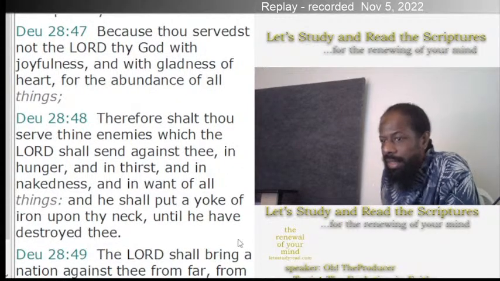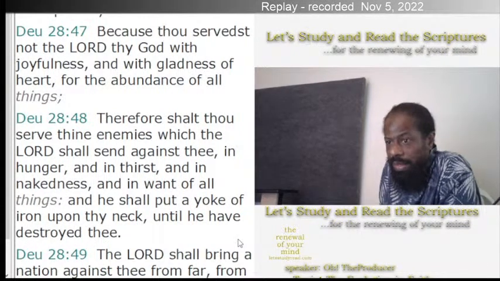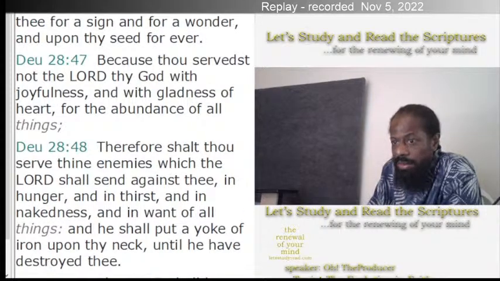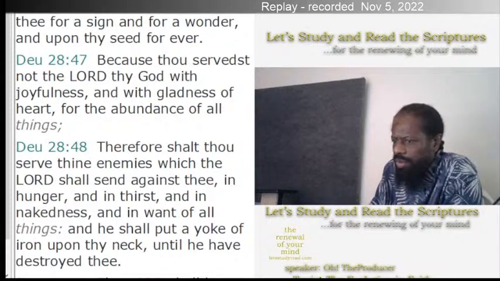Let's start at 47. It says, because thou servest not the Lord thy God with joyfulness and with gladness of heart for the abundance of all things, therefore thou shalt serve thine enemies, which the Lord shall send against thee in hunger and in thirst and in nakedness and in want of all things, and he shall put a yoke of iron upon thy neck until he have destroyed thee.